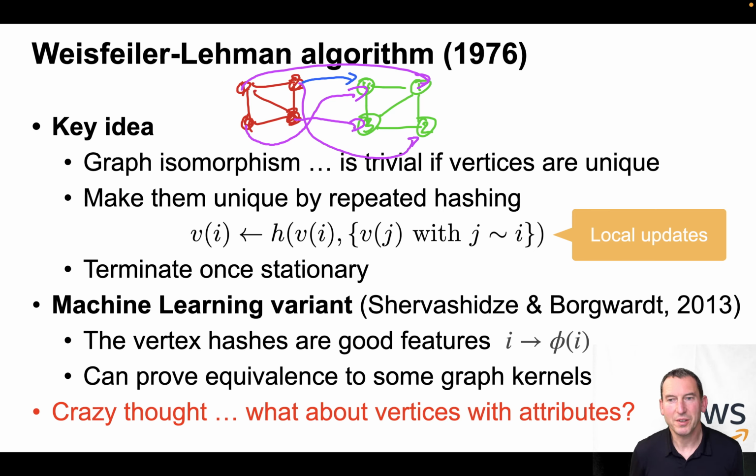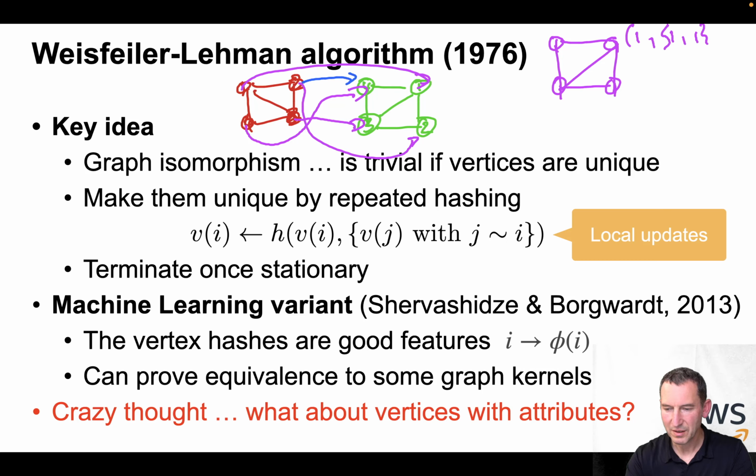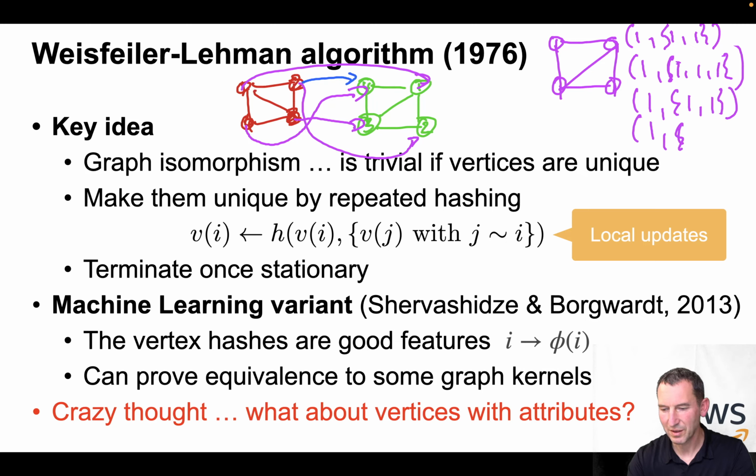Now, if we don't have unique vertex IDs, what can we do? Well, it turns out that you can actually make them match up by just performing repeated hashing. So the idea is you start with maybe vertex ID 1 all throughout. And what we're going to do is write out a list of vertices and also the IDs of the neighbors. So in the first case, we have 1 and then 1, 1. That's for the first vertex. For the second vertex, we have 1 and then 1, 1, 1. For the third one, we have 1 and then 1, 1 again. For the fourth one, we have 1 and then 1, 1, 1.